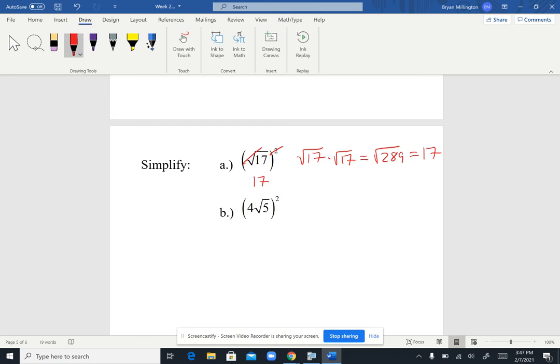Okay, so for a problem like this, you have to distribute the exponent. So it's really like 4 squared and then square root of 5 squared. We just learned from the previous problem that square root of 5 squared, the radical and the square are going to cancel out, and you're just going to have 5. 4 squared is 16. So our answer is going to be 16 times 5, which is 80.